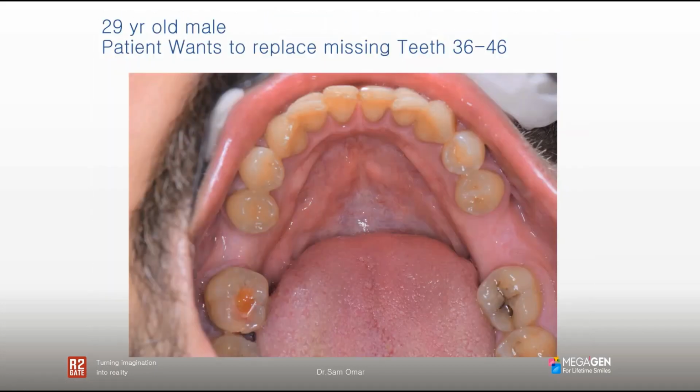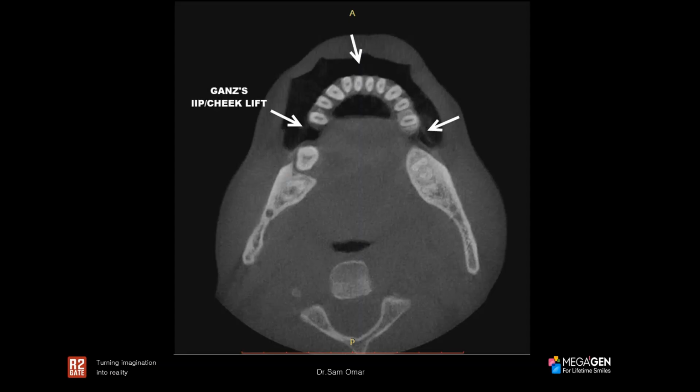Now that we mentioned that, let me start by showing you the first clinical case of a patient that wanted to restore both those crowns on the right side and on the left side of the first molars. So we started out by taking a CBCT for the patient. I always scan them with the lip or cheek cleft technique. This is a technique that was introduced by Dr. Scott Gans in the literature.